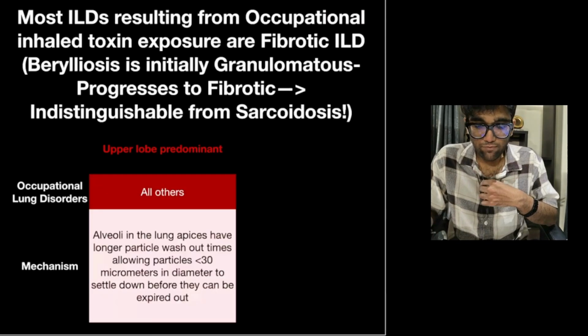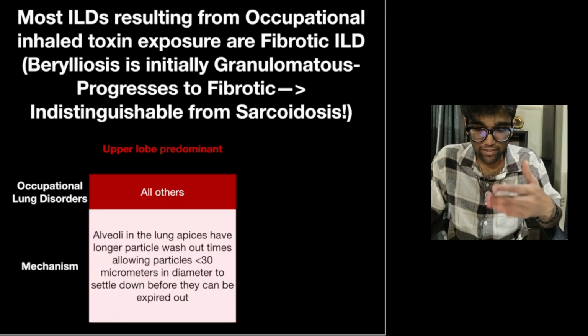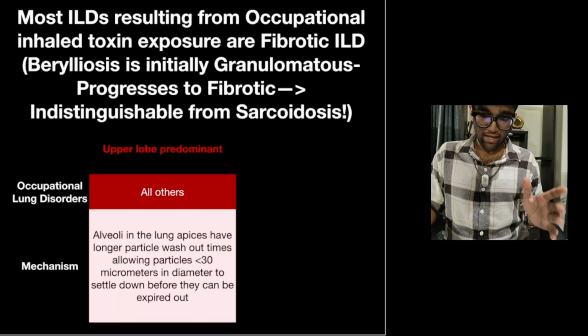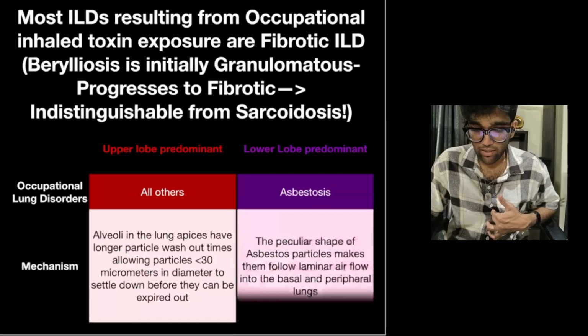So we end up with two types of occupational lung disorders. Ones that show upper lobe dominance. And this is basically what I was just trying to say, that alveoli in the lung apices have a longer particle washout. That is, they take more respiratory cycles to completely change the air within the alveoli. Refer to our discussion on interstitial lung disease imaging in the same series. So particles less than 30 micrometers in diameter end up getting deposited there, and they are not expired out, and that is where the immunological response occurs.